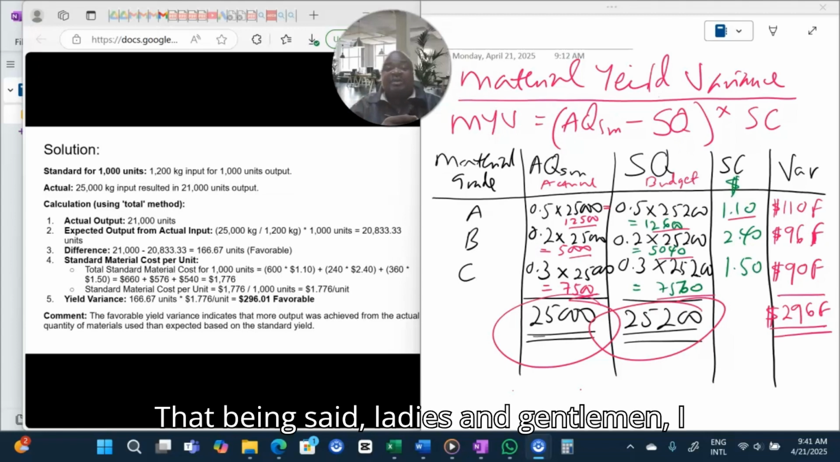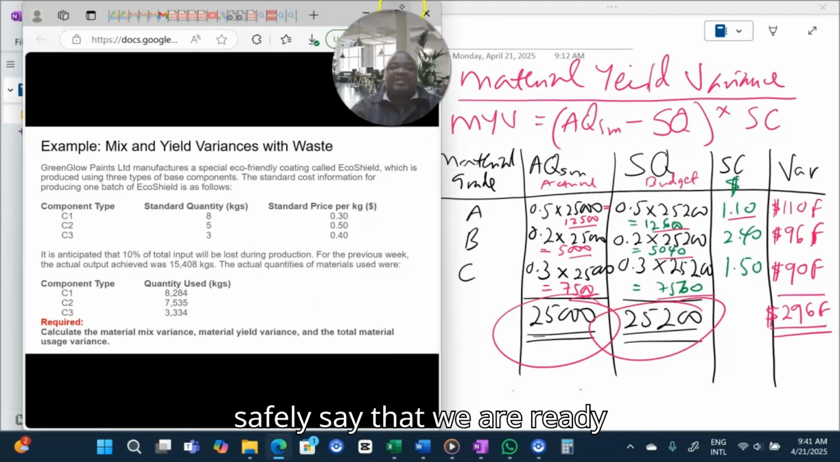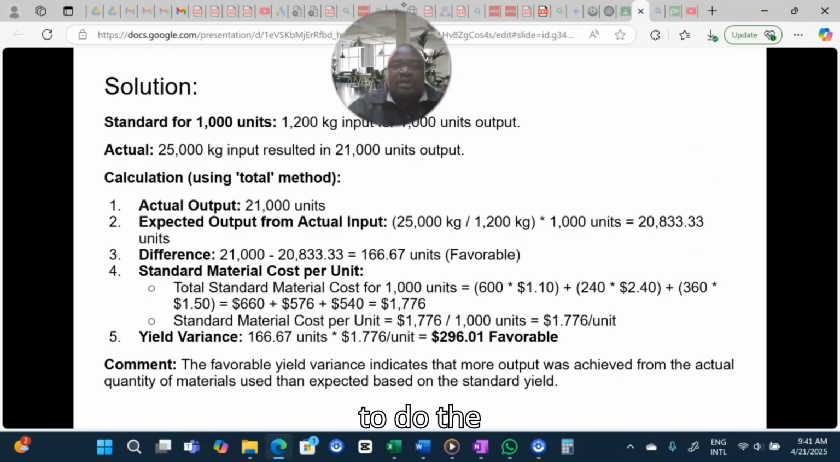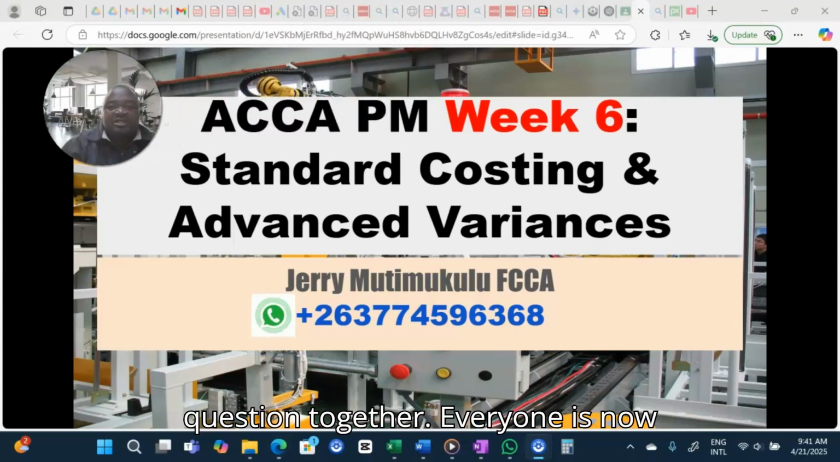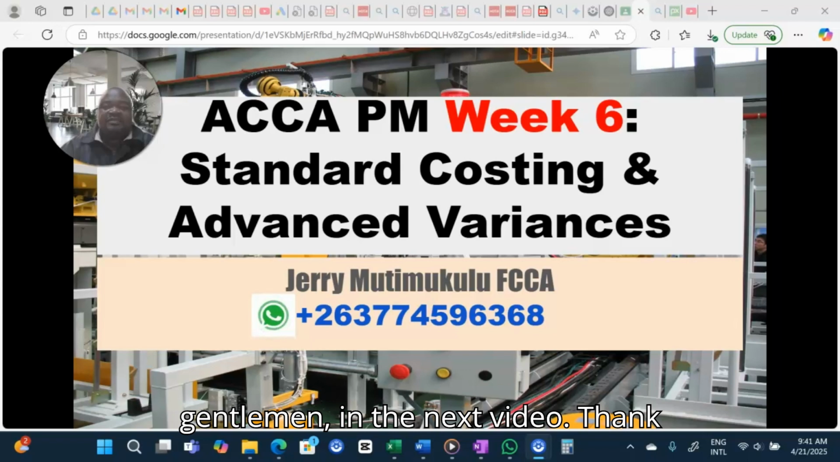That being said, ladies and gentlemen, I think we can safely say that we are ready to do the long exam question together. Everyone is now comfortable with the material mix and yield variances.